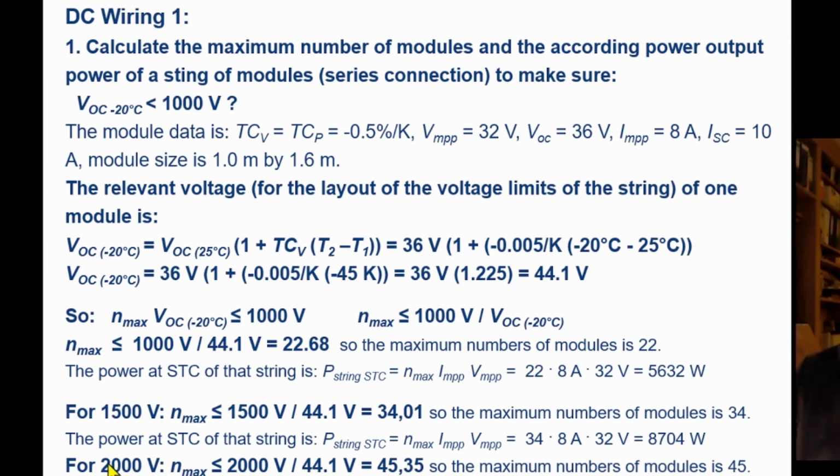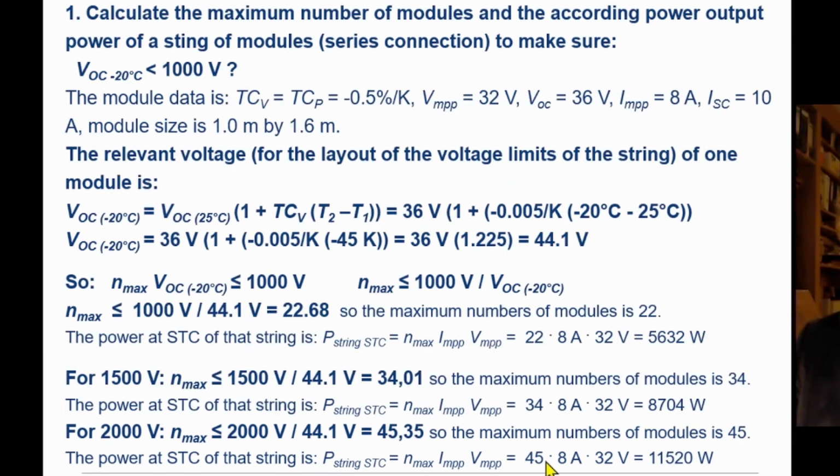If we would even increase the voltage to 2000 volts, we would be able to put together 45 modules in series. And that would lead to a power of 11.52 kilowatts for those 45 modules.